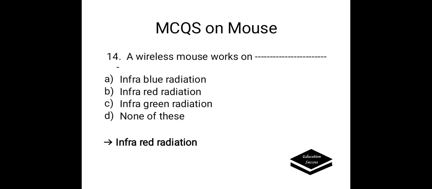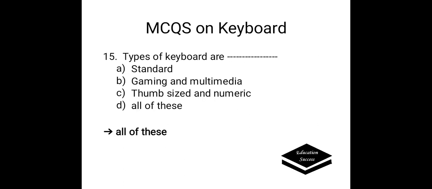A wireless mouse works on, options are A infrablue radiation, B infrared radiation, C infragreen radiation, D none of these. Correct answer is infrared radiation. A wireless mouse works on infrared radiation.